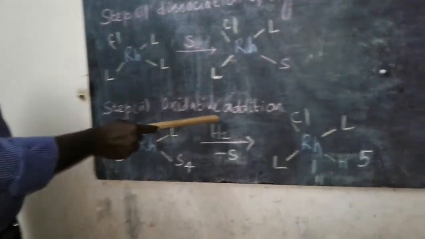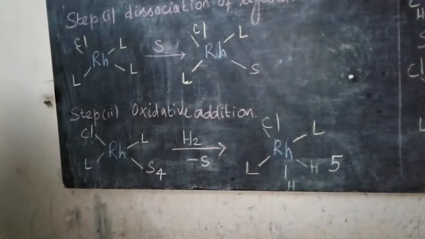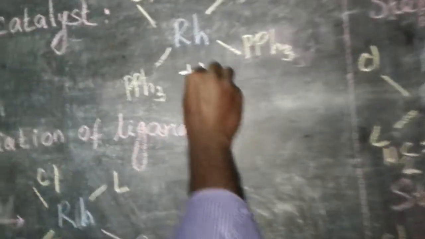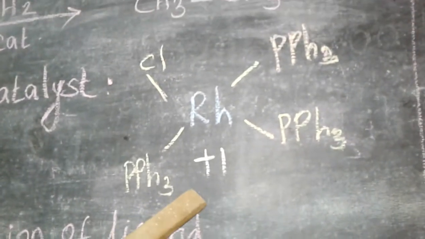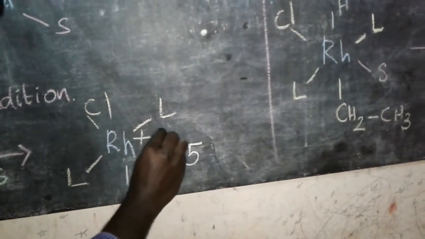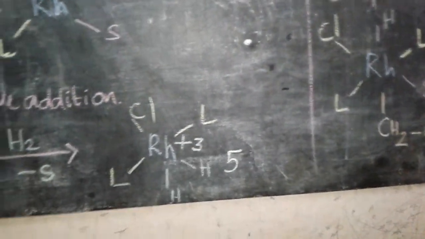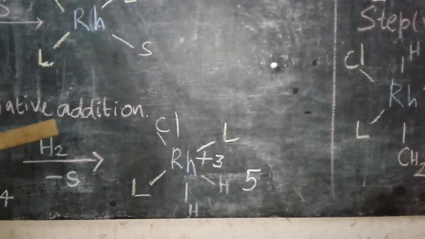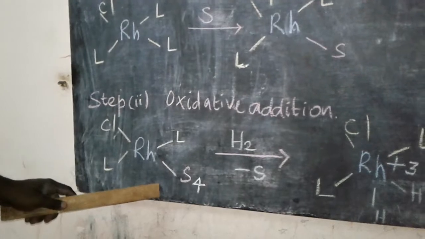And again, why this is called oxidative addition: in the catalyst, the oxidation state of rhodium is +1, but after the addition takes place, the oxidation state changes to +3. So oxidative addition means increase in the oxidation state as well as increase in the coordination number.